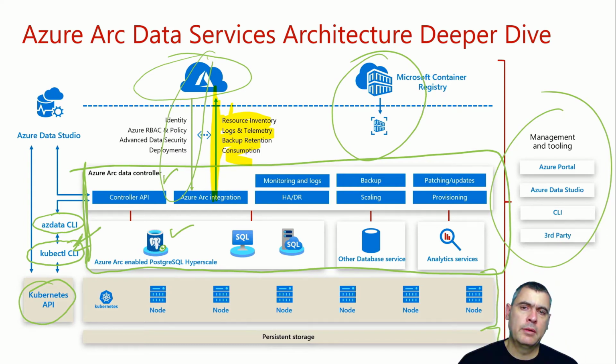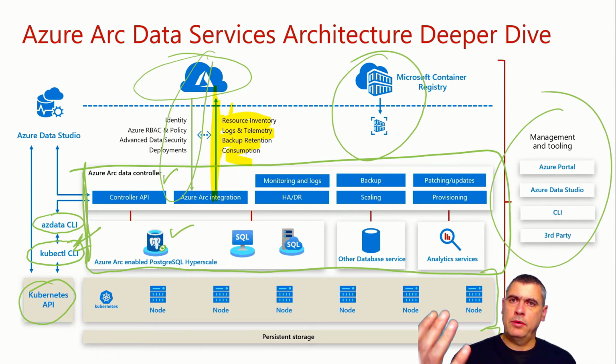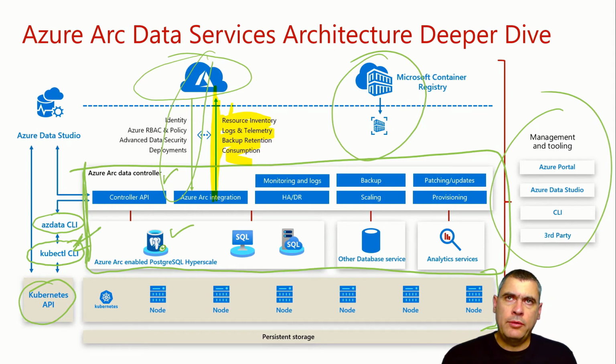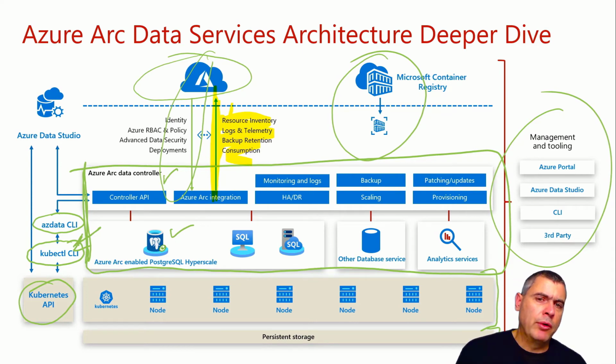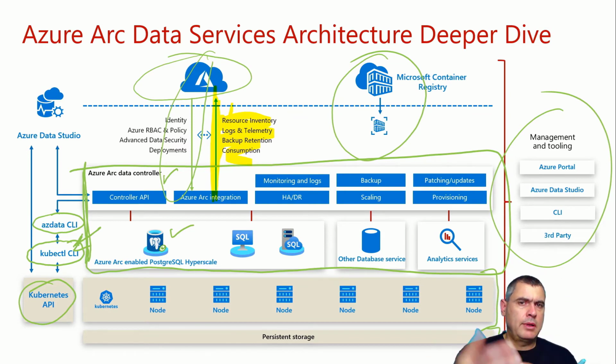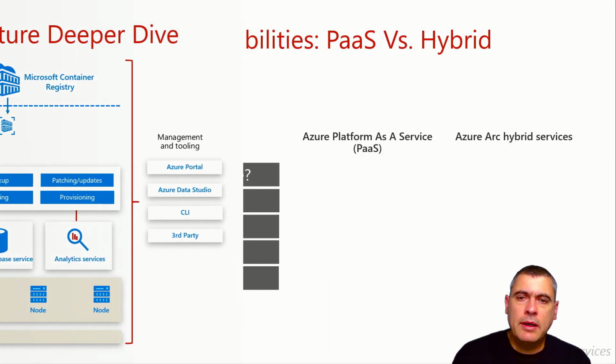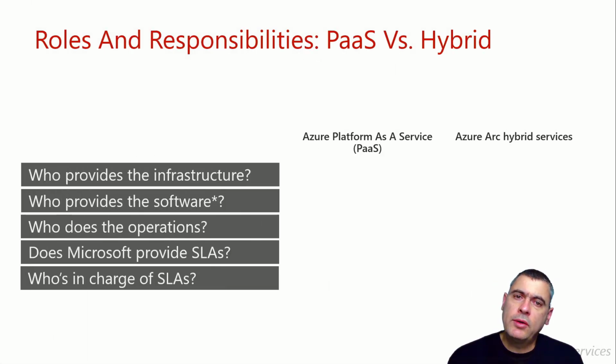So you may be wondering, hold on a second, you have Azure PaaS, a managed service, and you have Azure Arc. On Azure PaaS, as a customer, I don't have to do anything except connect my application and use it. On Arc, you tell me that I have to do the deployment, but it's Azure. How does that tie together? That's a good question. To help figure things out, I prepared this chart, which is going to summarize the roles and responsibilities on Azure PaaS versus Azure Hybrid.